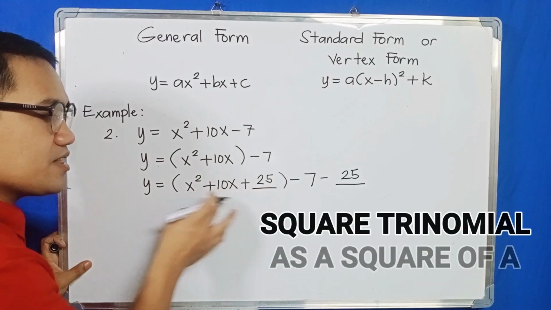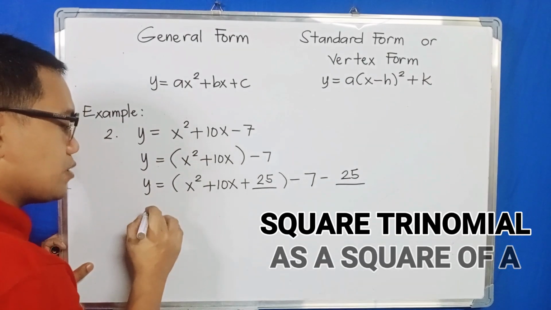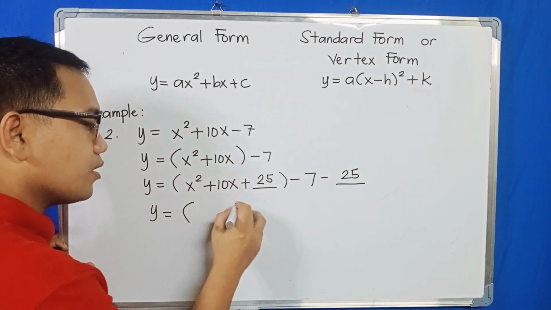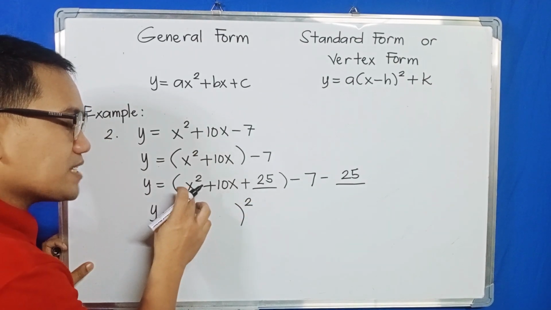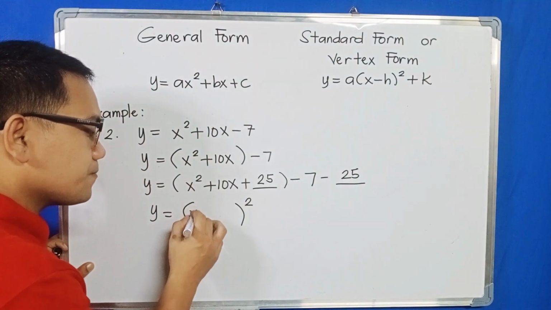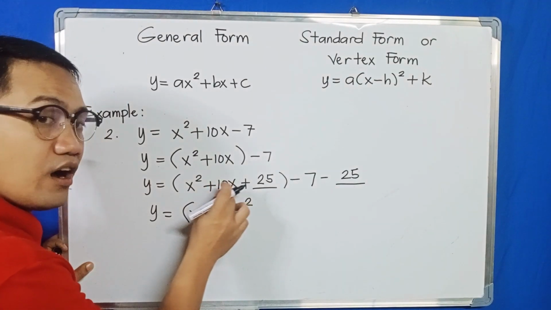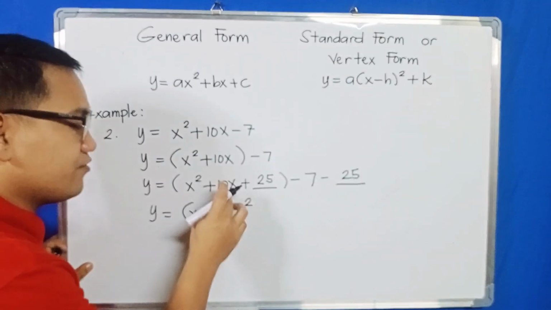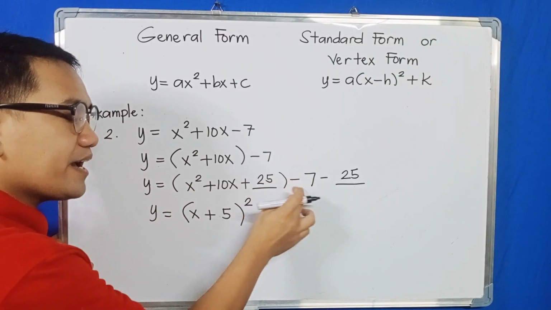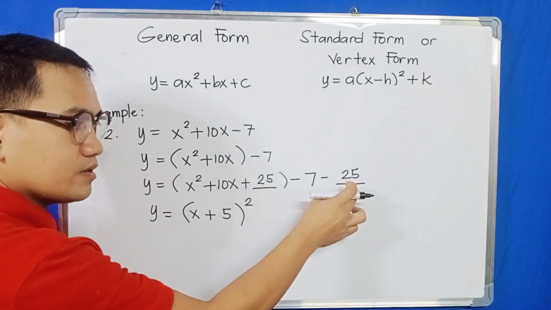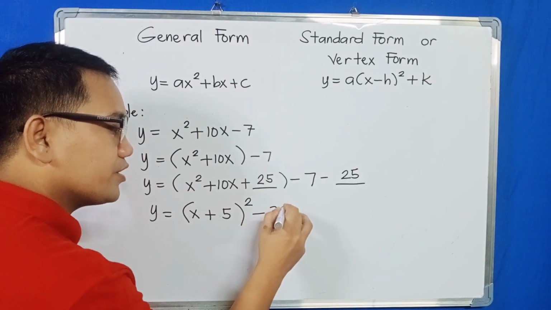Then, we will express this perfect square trinomial as the square of a binomial. This means we will write this one as a grouping symbol raised to the power of 2. The terms inside the parentheses would be the square root of x squared, that would be x, the sign of our second term, which is positive, and half of the coefficient of x. Half of 10, therefore, is 5. Then, we will simplify negative 7 minus 25. So, combining these two, it will lead us to a result which is negative 32.